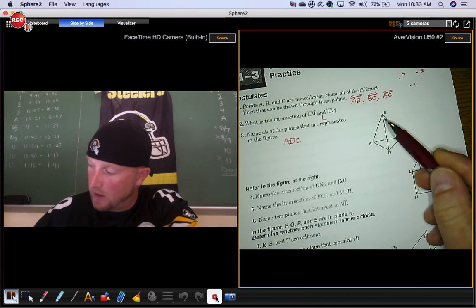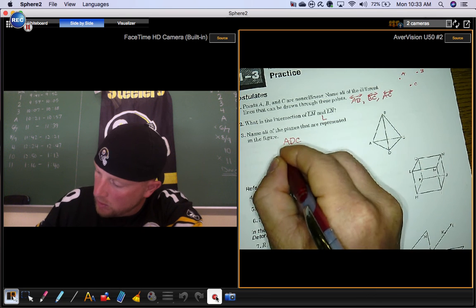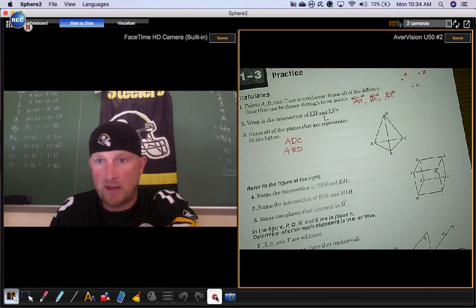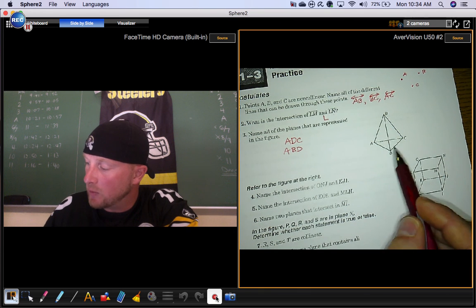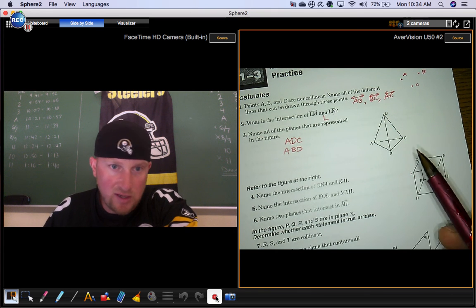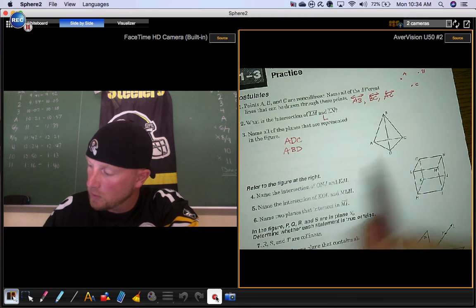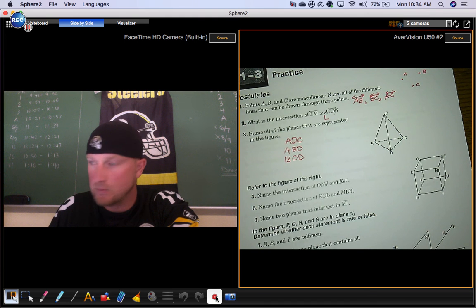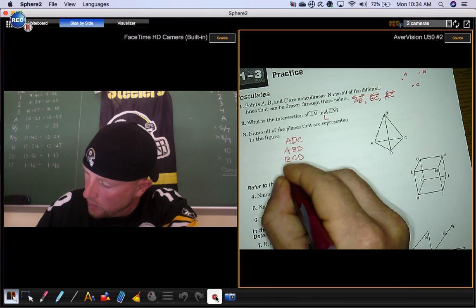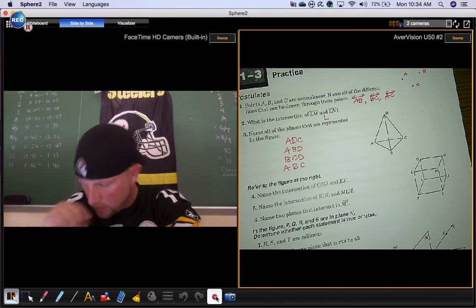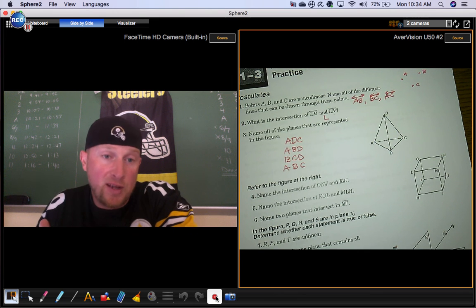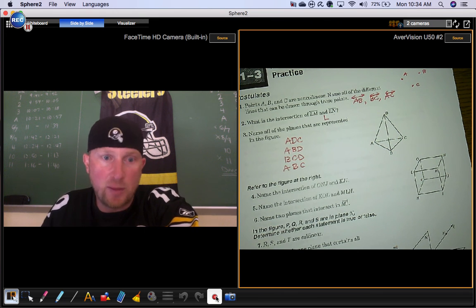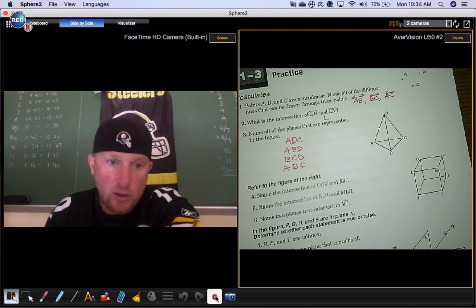I'm going to name this left wall. That's an acceptable name. If you named it some different way, rearrange the letters, that's fine too. Right wall. Back wall. You need 4 answers. Those are acceptable ways to name a plane. Use 3 letters, any order you want.